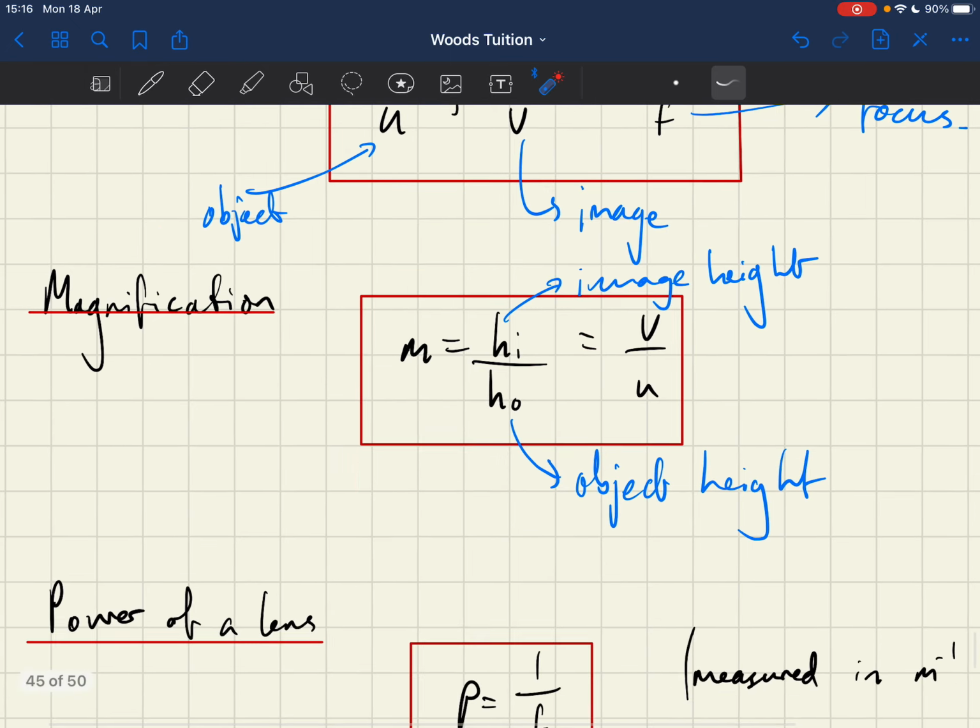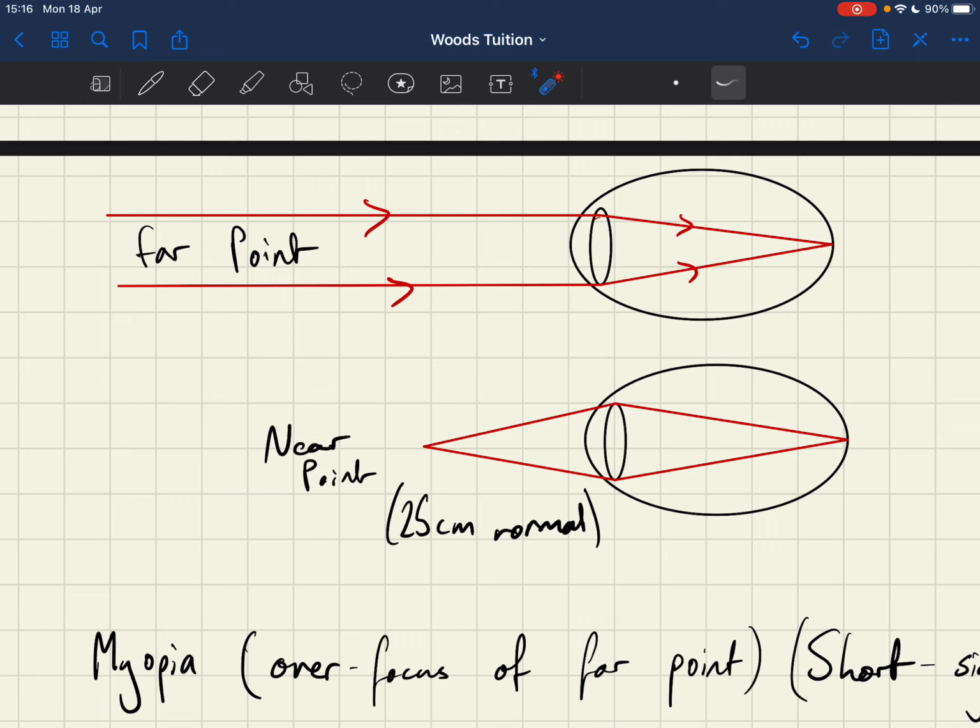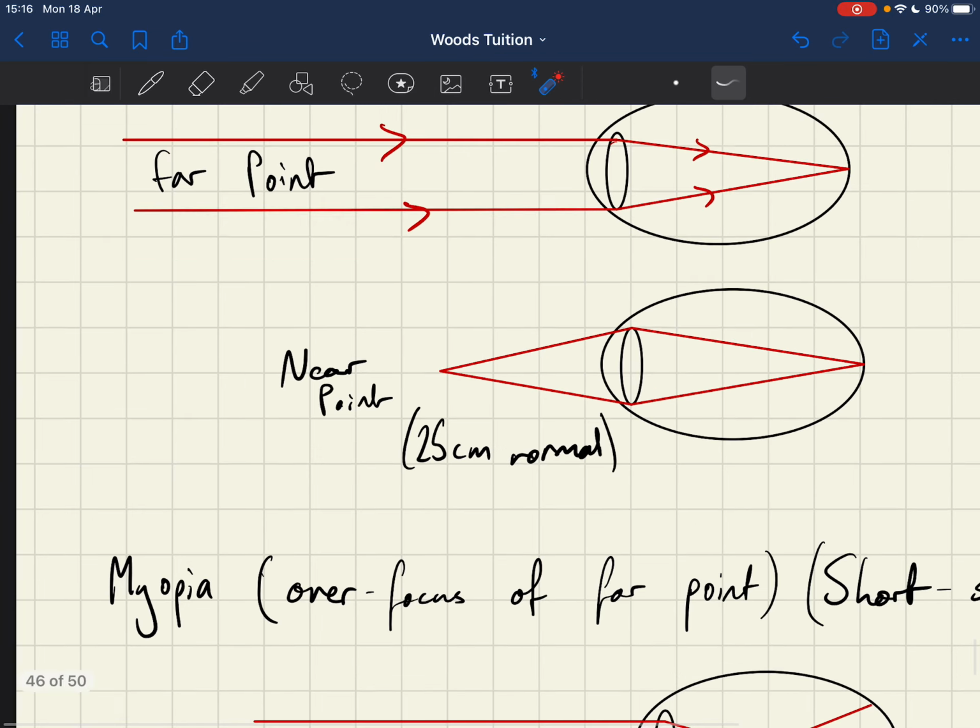Okay, so in your eyes, you have muscles. I think they're called radial muscles or ciliary muscles or something like that. And what they do is they take parallel rays and they will move the lens so that it converges the rays from a far point into the back of your eye, so that it hits your retina and goes through your optical nerve, and your brain can transform it into readable signals.